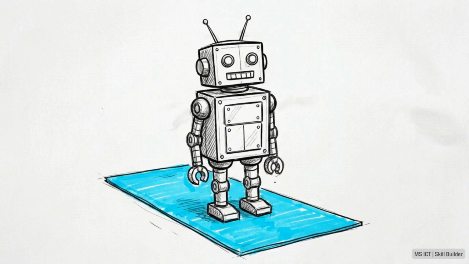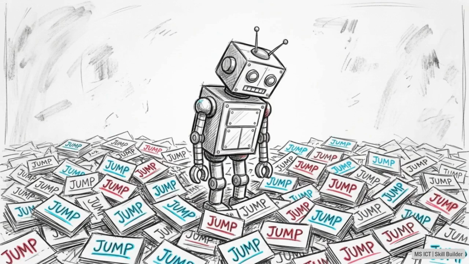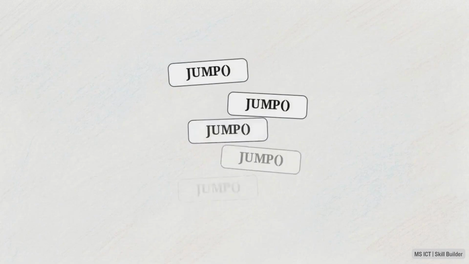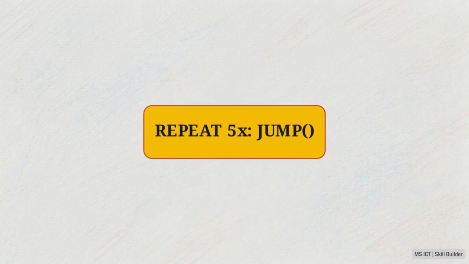Imagine you have a robot and you want it to do 5 jumping jacks. You could write out an instruction that says jump, hand it to the robot, wait for it to finish, and then hand it another identical instruction that says jump 5 separate times. It works, but it's incredibly tedious. In programming, we have a shortcut designed to avoid typing out the same instructions over and over again.